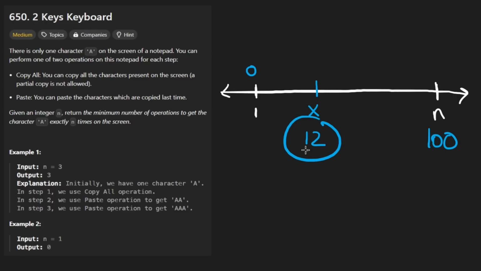Well, we know that 12, a multiple of it is never going to be equal to 100. That's because 100 is not divisible by 12. So we could skip 12. We don't need to consider this being multiplied to eventually get here.